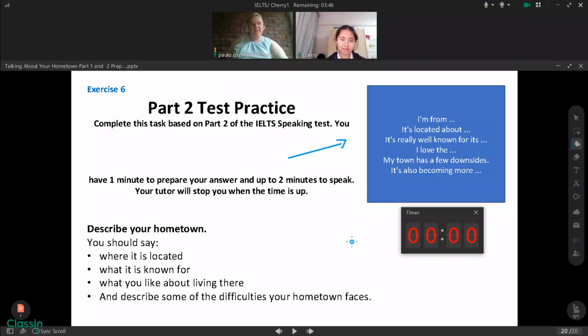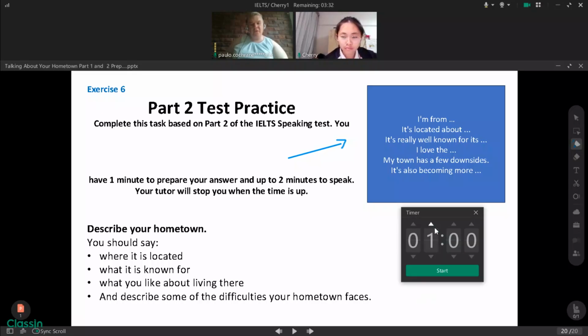Okay, remember in this part of the test, you are allowed to look at your notes that you've made. So please always bring a pen and paper. The examiner will give you pen and paper or pencil and paper, and you'll have 2 minutes to respond. All right, so you can begin.